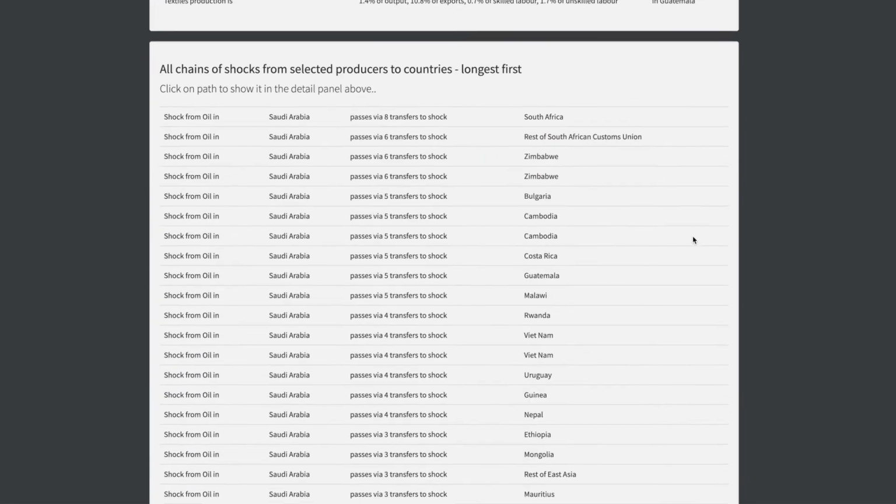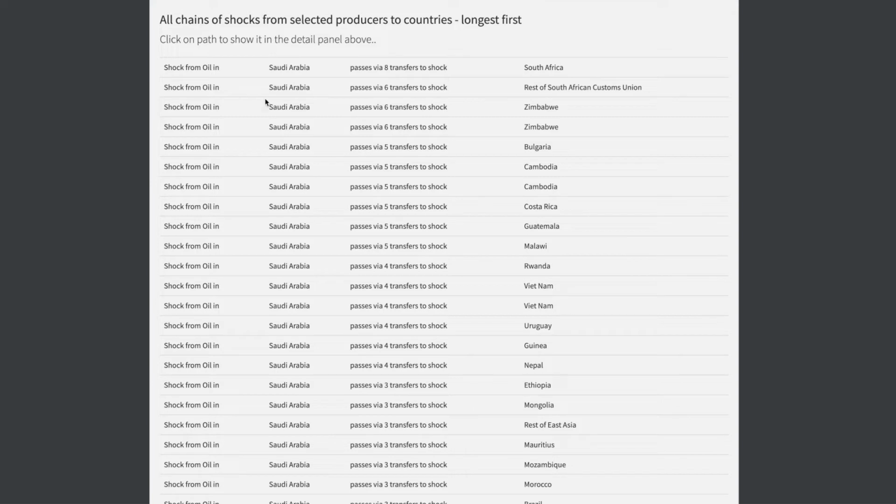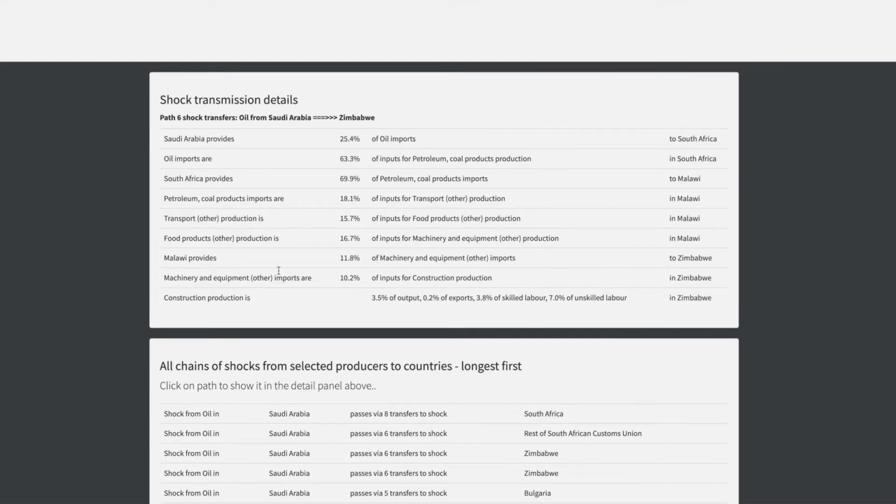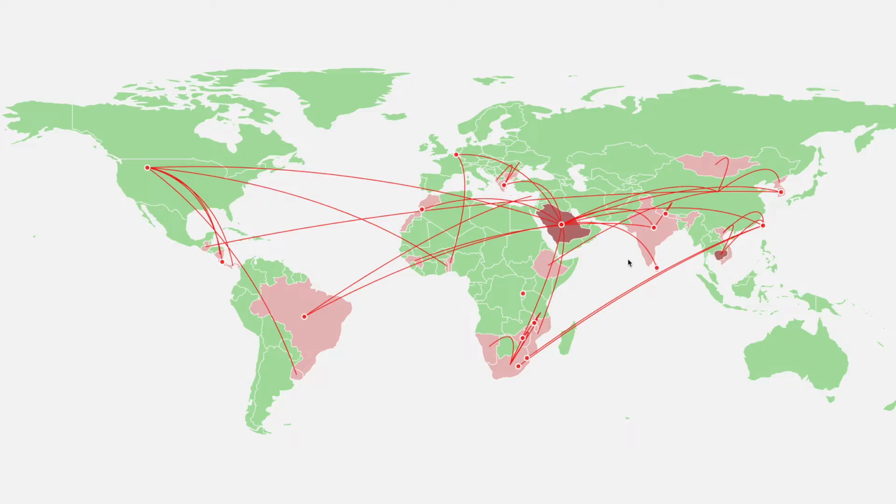Another thing we see in this effects view is a list of all of the chains of shocks to countries, ordered by the longest chain, as we feel that these will be the most surprising and the most interesting to go and check out. And if you click on a chain, you'll be able to see its details. So that's one way that we can use ShockNet.